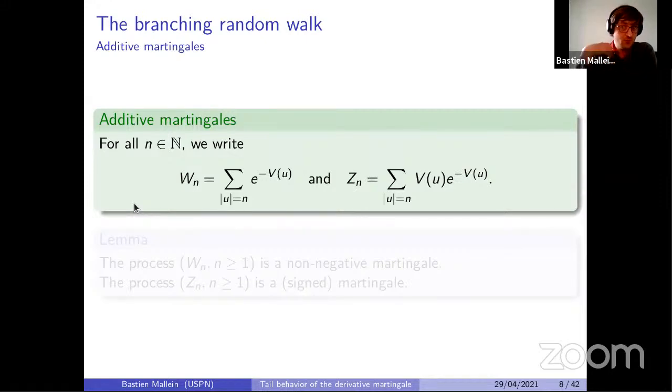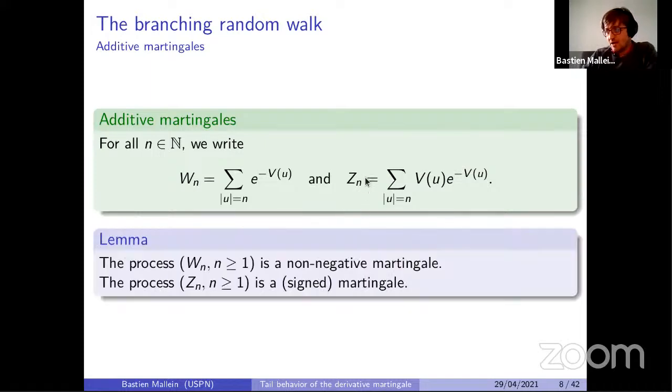When we are in the boundary case, there are two natural, interesting martingales. The first one, which I call the additive martingale, is the sum of the exponential of minus the position of particles at time n. This is a non-negative martingale. The second one is the sum of V(u) e^{-V(u)}, which is a signed martingale.